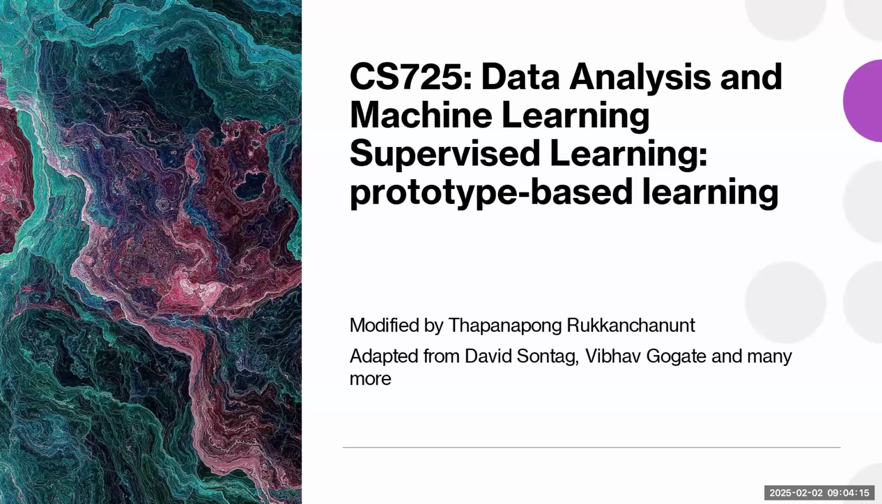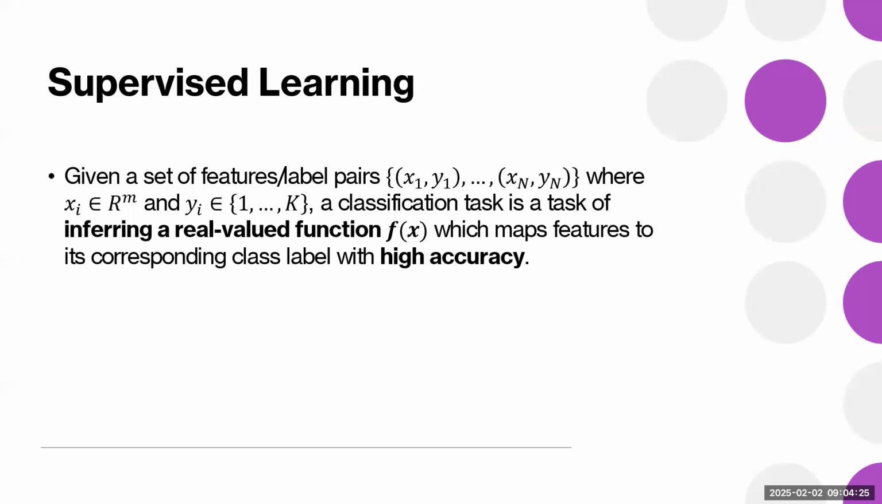Today we're going to learn about one class of learning called prototype-based learning. So a little bit of a refresher. In supervised learning, you are given a feature and label pair, and then you want to find a real value function, f(x), that will map the feature into the corresponding class label with high accuracy. So that is our goal. Our goal doesn't change, but the way that we estimate or model this function f is going to change a little bit.